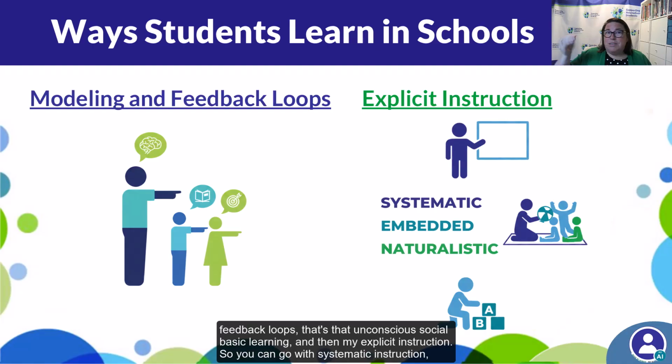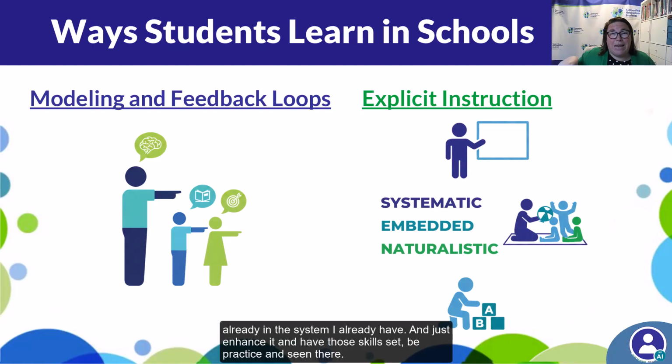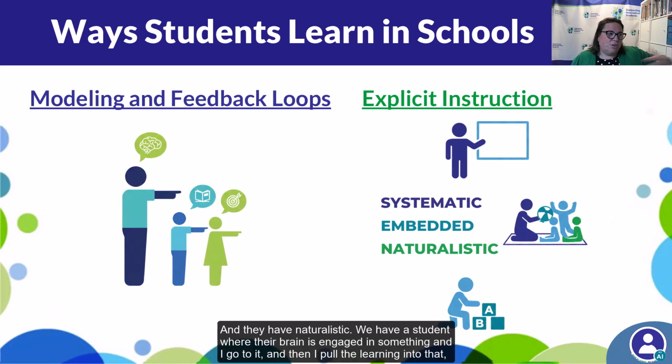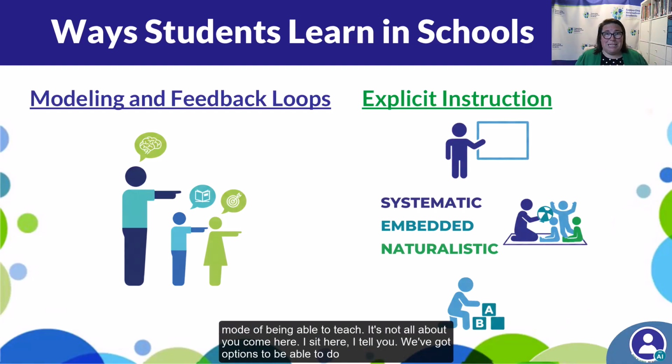So you can go with systematic instruction, which is like, I sit down, here's my lesson, it's coming from me to them. I can use embedded instruction, which is I can do things already in the system I already have and just enhance it and have those skill sets be practiced and seen there. And then naturalistic, where you have a student where their brain is engaged in something and I go to it, and then I pull the learning into that, right? So it's us to them, embedded in system, or them to us, right? Three different really cool modes of being able to teach. It's not all about you come here, I sit here, I tell you.